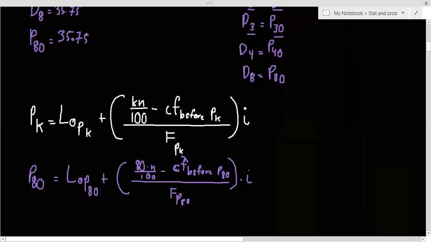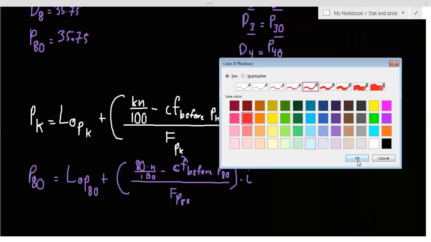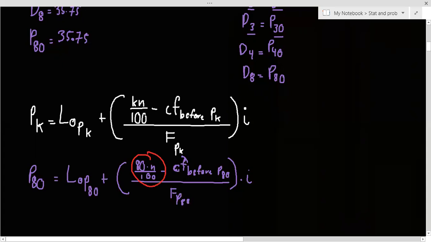So una, we need to find the class. So paano ulit yun? Kunin natin yung fraction, which is ito yun, di ba? So that would be 80 times n all over 100. Itong si n, remember this is 75. So 80 times 75 all over 100.